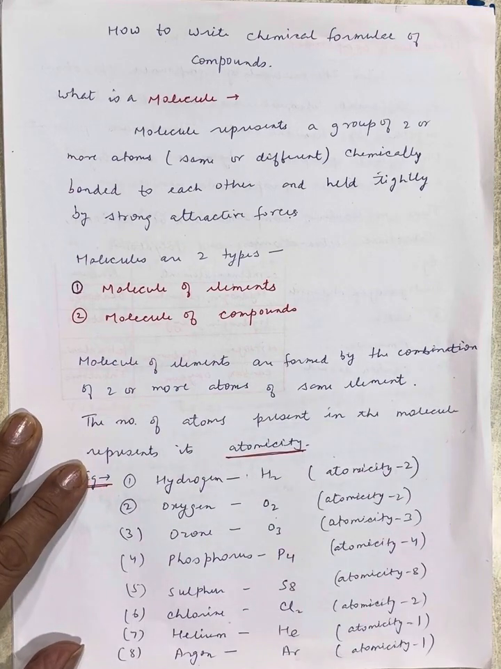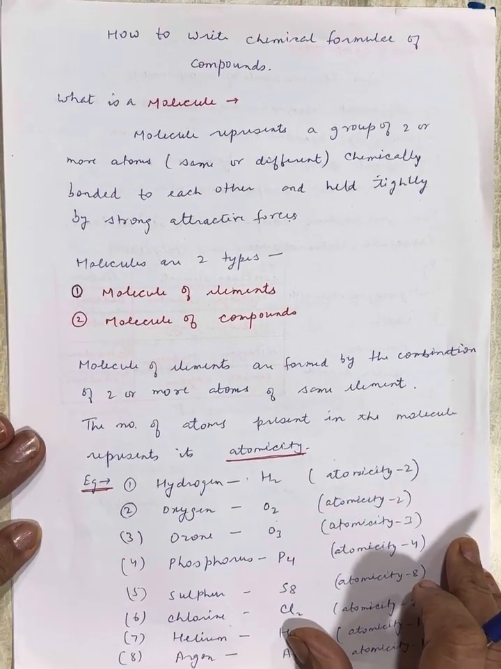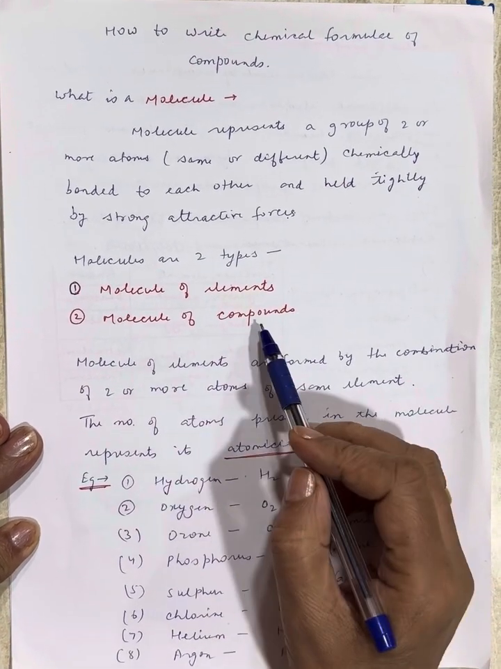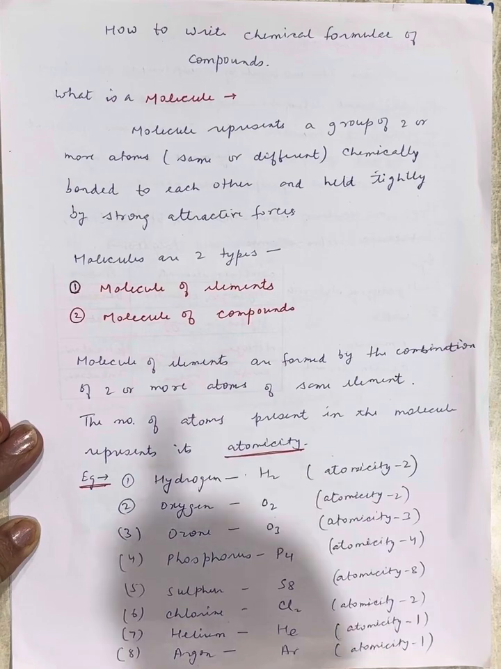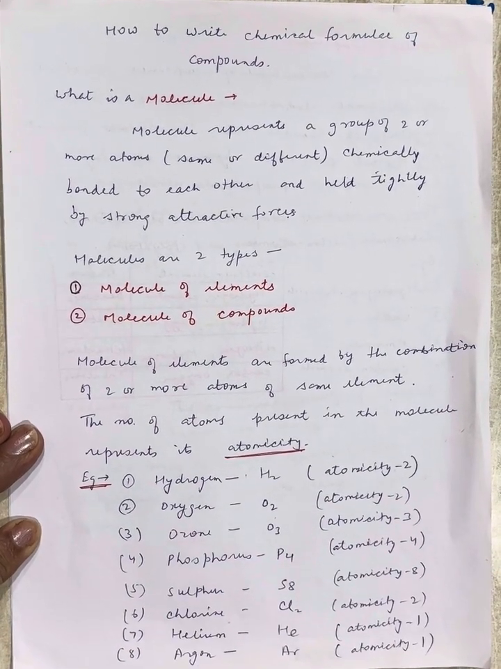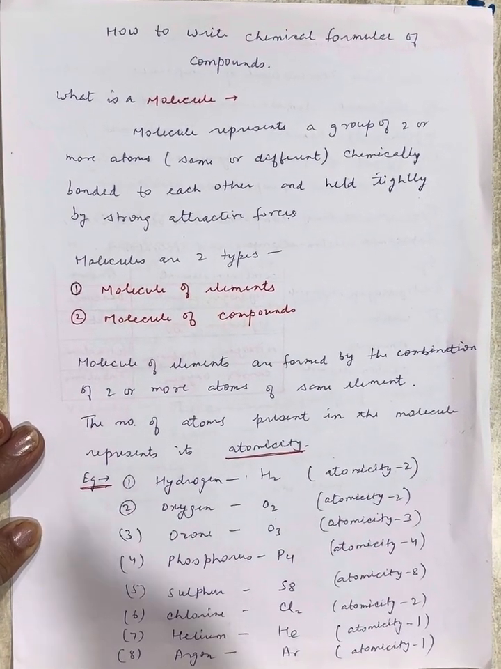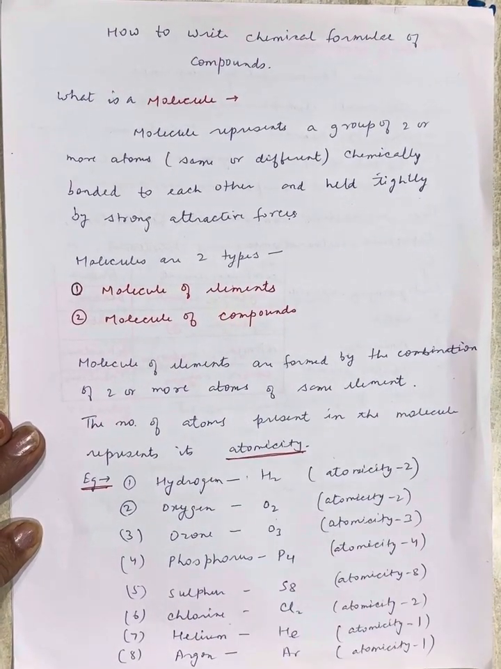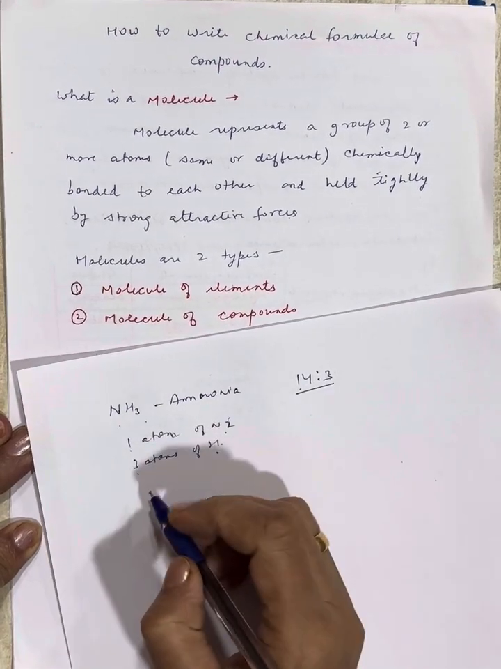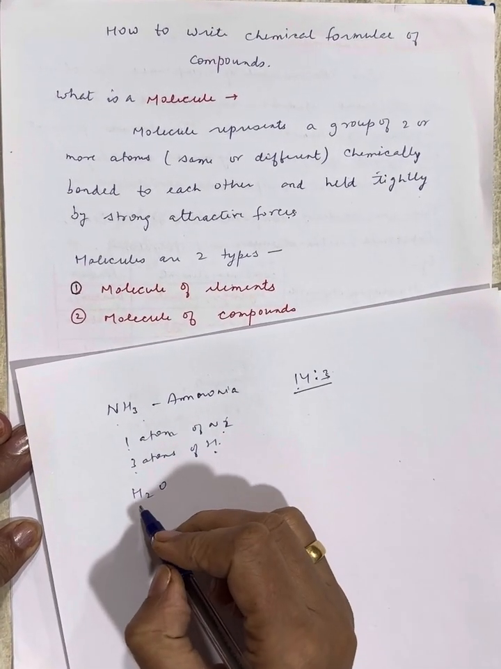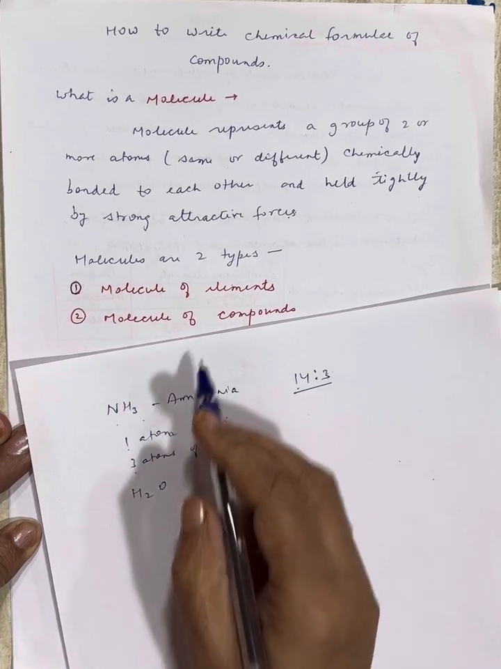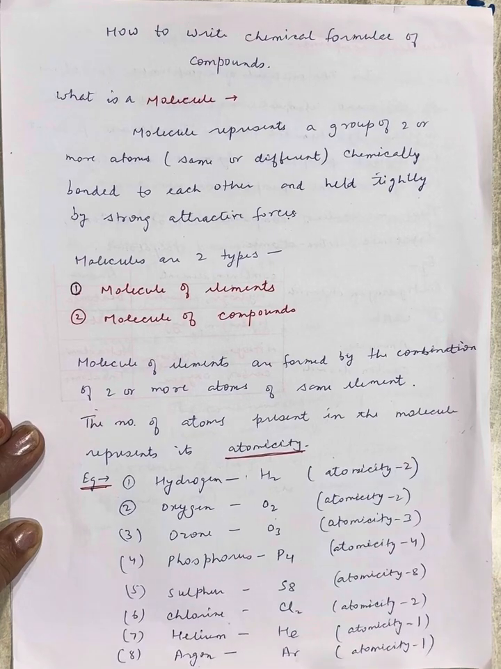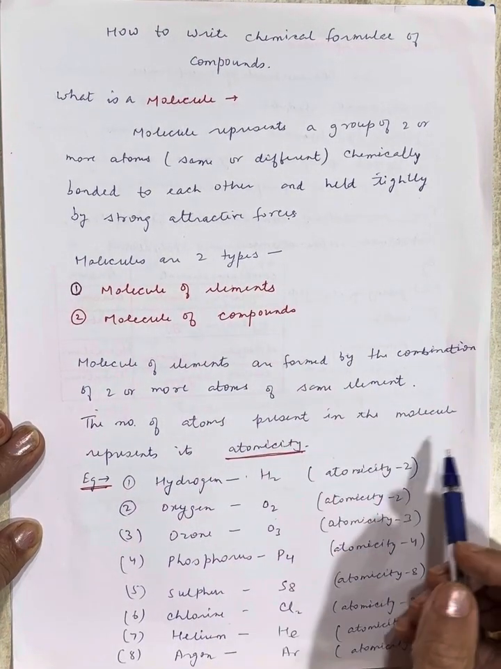Molecules are of two types: molecules of elements and molecules of compounds. For molecules of elements, like I told you, ammonia has two elements, nitrogen and hydrogen, which are combined to form the molecule. One more example I can take is the molecule of water, H2O, in which two hydrogen atoms and one oxygen atom are present.